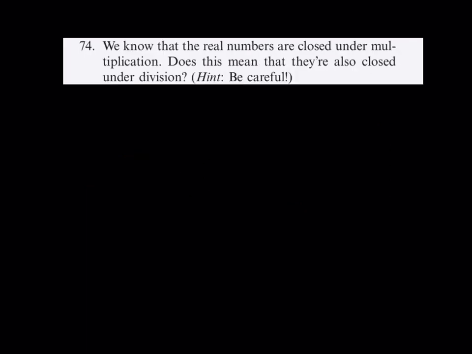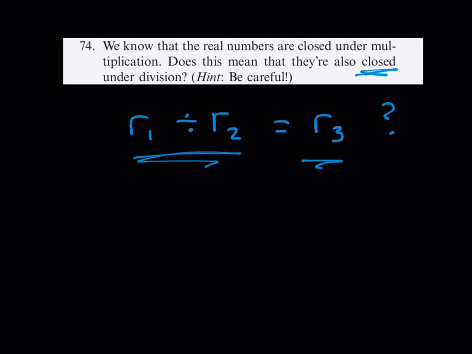We know that the real numbers are closed under multiplication. Does this mean that they're also closed under division? All right, so the definition of closure, in this case, well, we're asking, when you take a real number and divide it by a real number, does that always equal a real number? All right, so you can think through that, maybe try some examples, divide two real numbers and see what kind of answers you get.